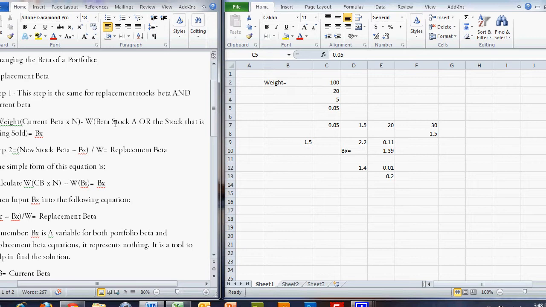Now you get your current beta, which is 1.5, and N, which is 20. So you take your 1.5 and multiply it by 20. In Excel, equals 1.5 times 20 equals 30. And then you do 30 times 0.05, which equals 1.5. That is your weight times current beta times N. Now you subtract the weight times the beta of stock A, or the stock that's being sold.